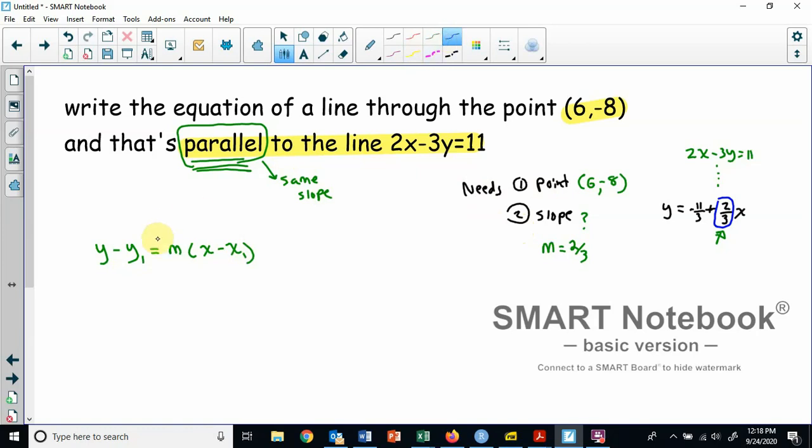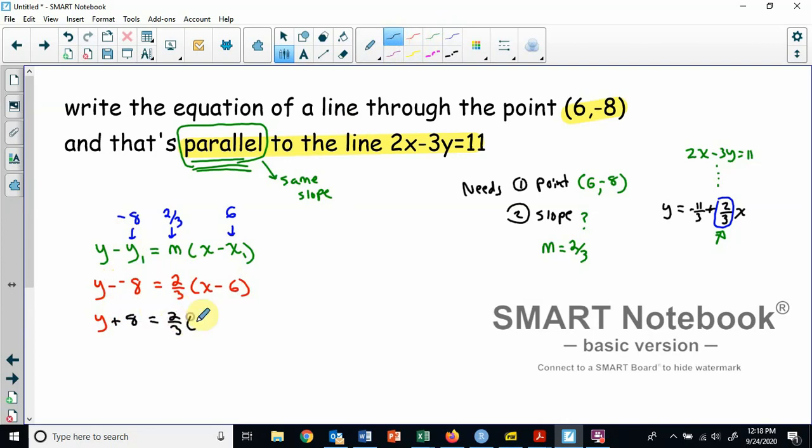And plug in the pieces. The 3 numbers, let's see, what's the slope? 2/3. What's the x value? 6, and the y value is negative 8. Be very careful with signs there. This is y minus a negative 8 equals 2/3 times x minus 6. I would suggest you take an extra step to write minus a negative as plus 8.